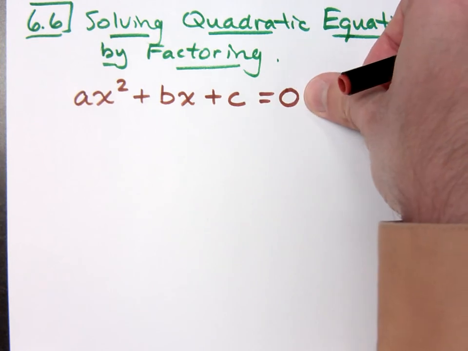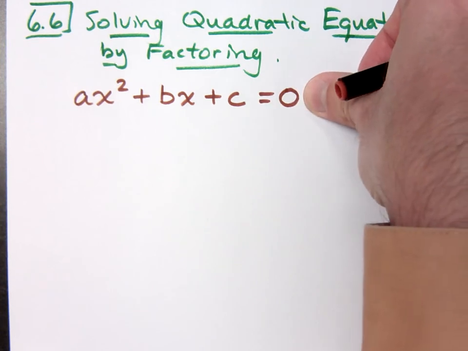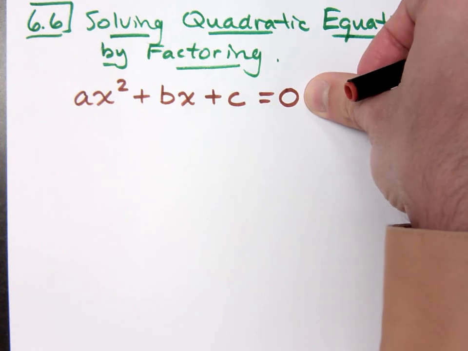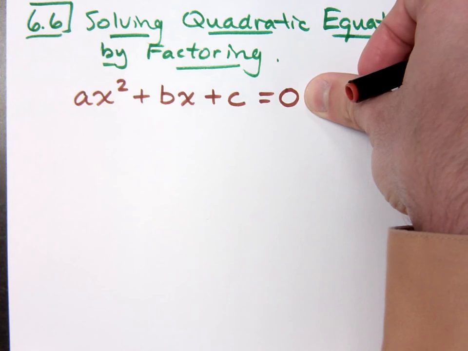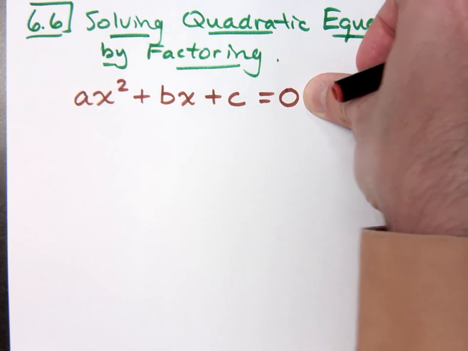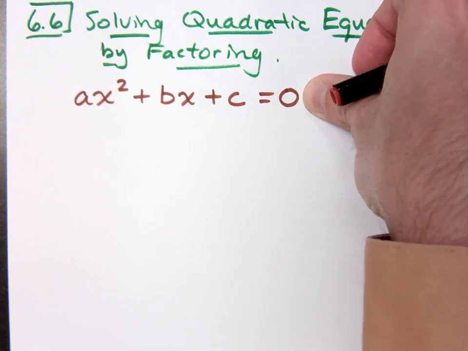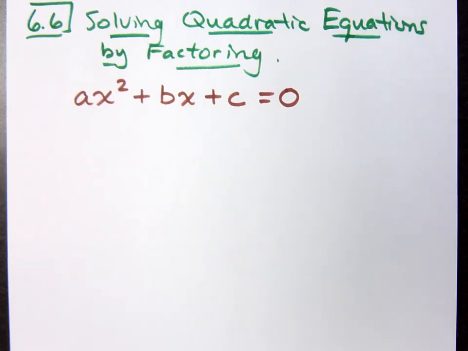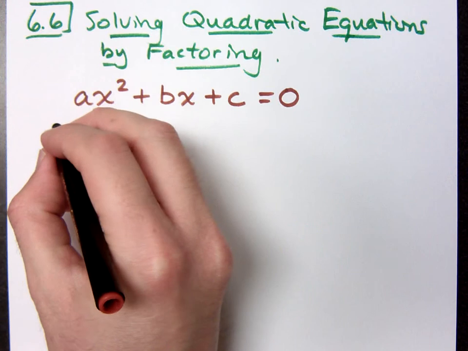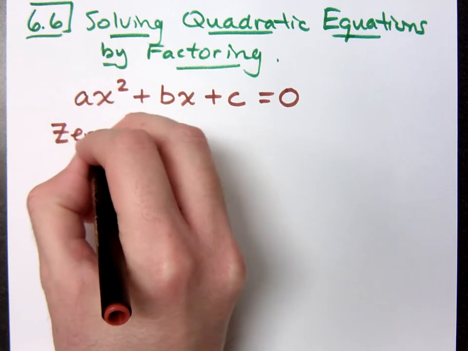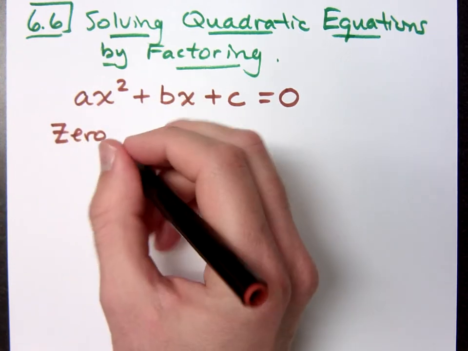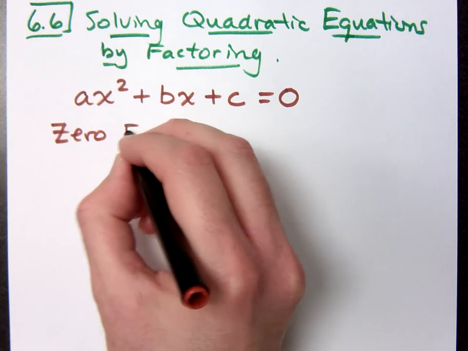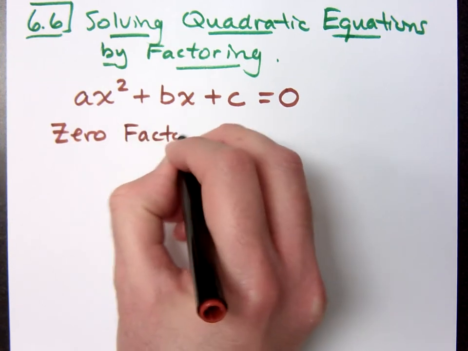Now when I set it equal to 0, I've created an equation, which means the results are going to look a little bit different. The results for an equation means you're going to solve, you're going to have a solution, right? Everything we've done up to this point has just been factoring. So now we're going to combine our factoring skills with solving equations, and we do that with something called the zero factor theorem.